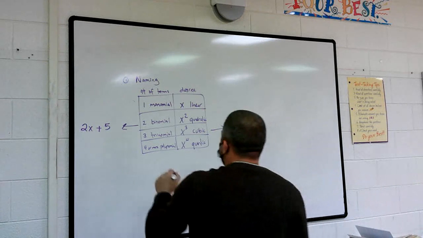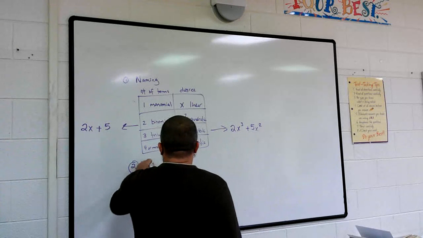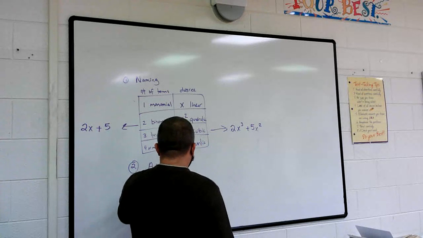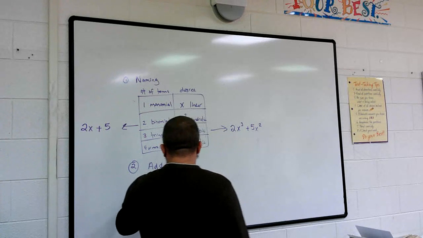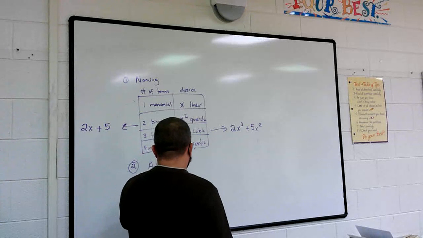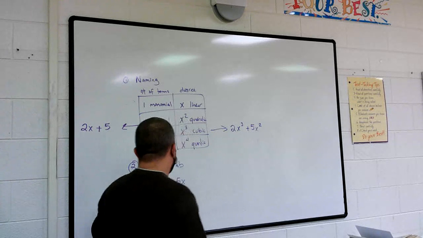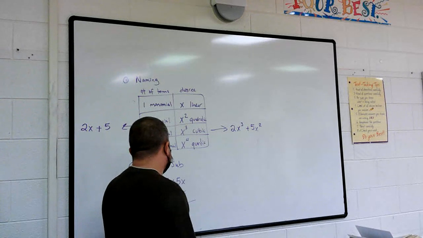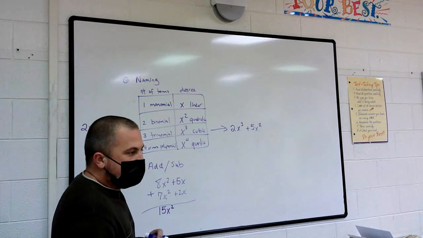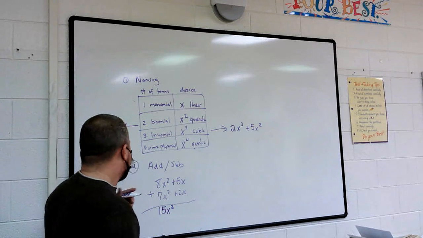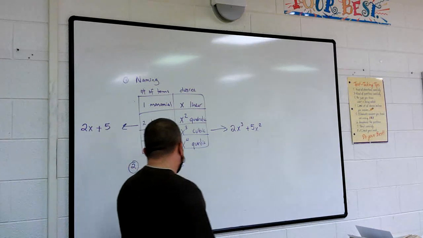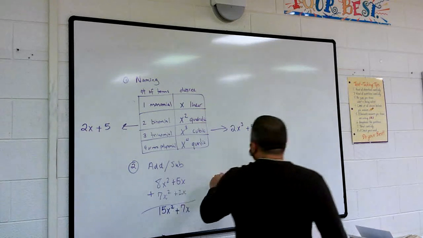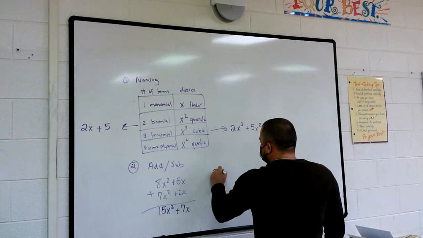The next set of questions are adding and subtracting. So when you add, all you're doing is combining like terms. For instance, 8x squared plus 7x squared is just 15x squared, not 15x to the fourth. It's 15x squared. You keep the same exponent. 5x plus 2x is just 7x. So you're just combining like terms. So you never add the exponents, you keep the bigger one? Correct.